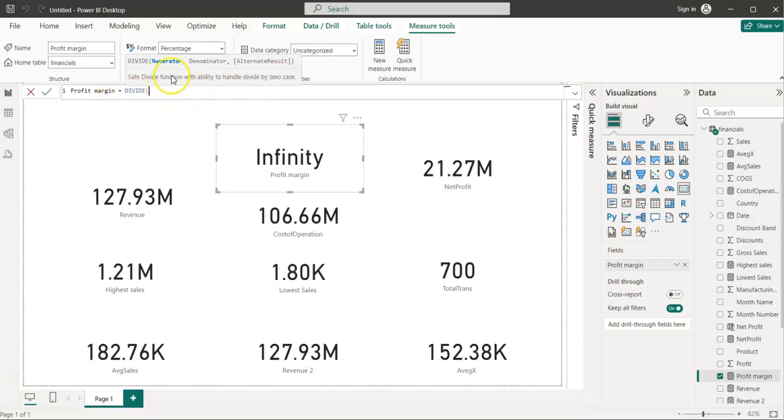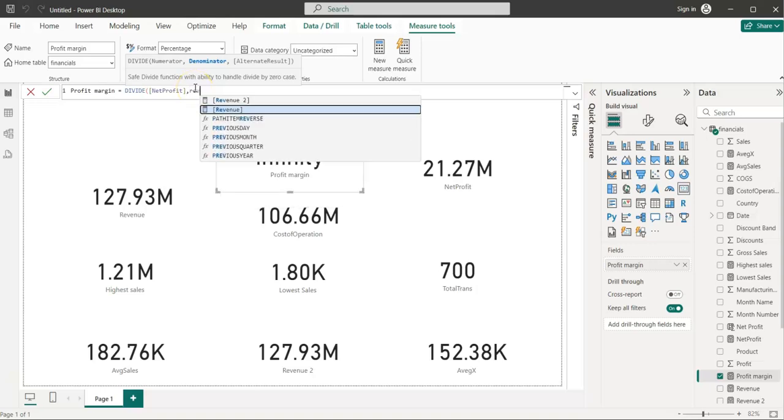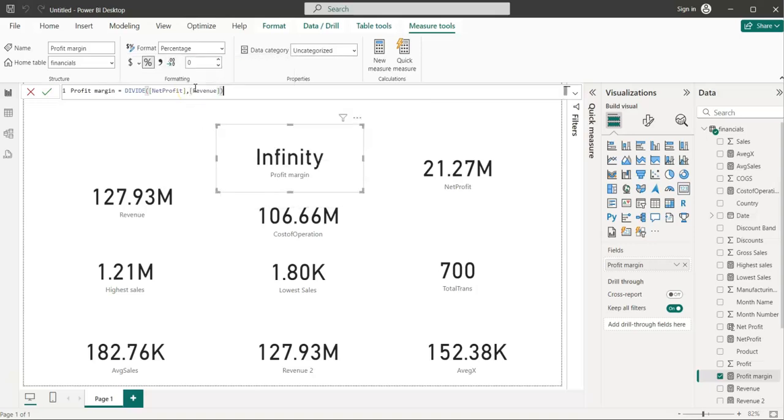So I have DIVIDE. What is the numerator? That is what's going to be at the top. So I have the net profit. I want to divide the net profit, comma. In this case, I'm going to be using a comma, not a slash anymore, because I'm now using a function. Then revenue. When I run that, I'm going to have the profit margin calculated, which is basically going to be 17%, just like I had before.